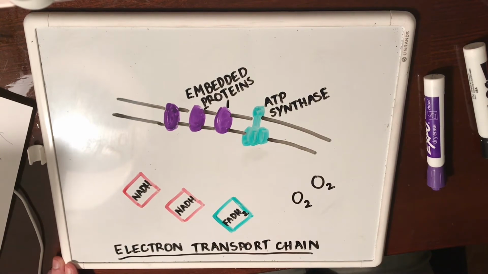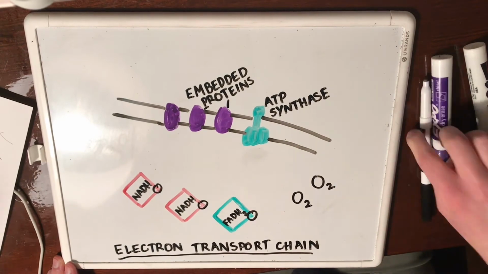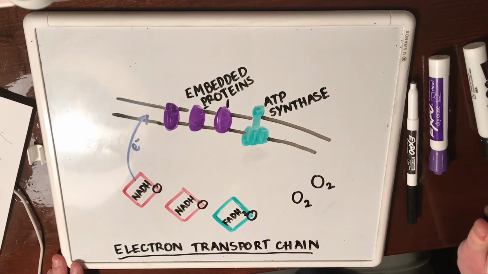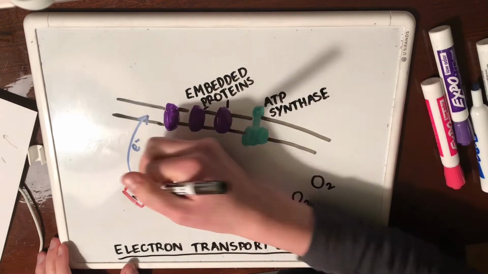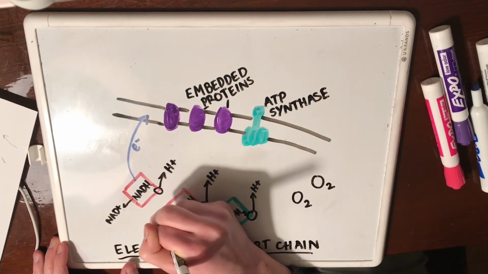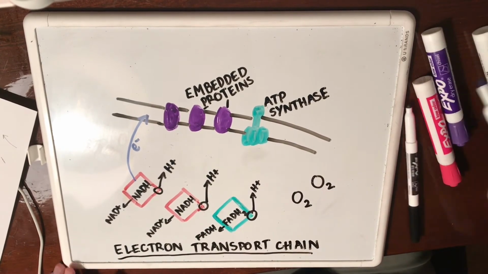The NADH and FADH2 carry hydrogen and high-energy electrons to a series of embedded proteins on the inner membrane of the mitochondria. These electron-carrying coenzymes cycle throughout the mitochondria. The NADH and FADH2 release the high-energy electrons into the protein chain. NADH and FADH2 become NAD+ and FAD as they drop off the hydrogens.